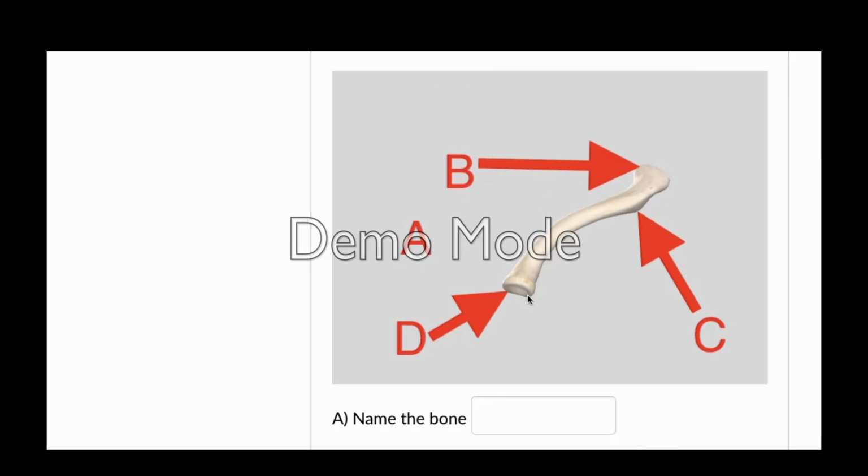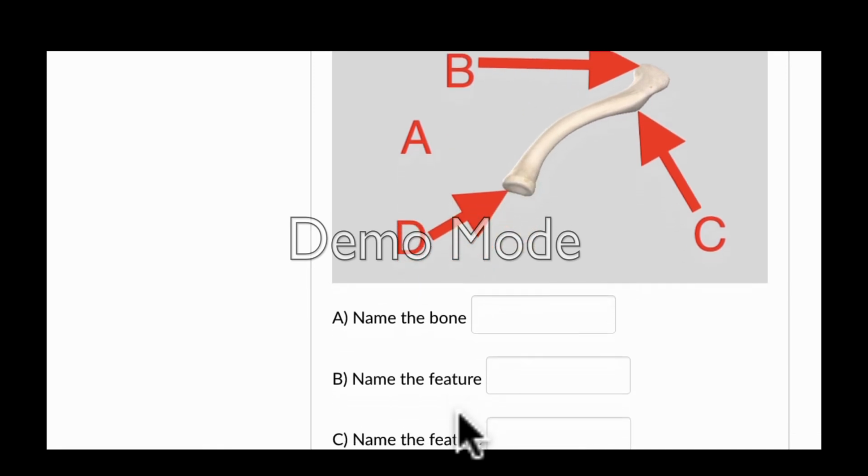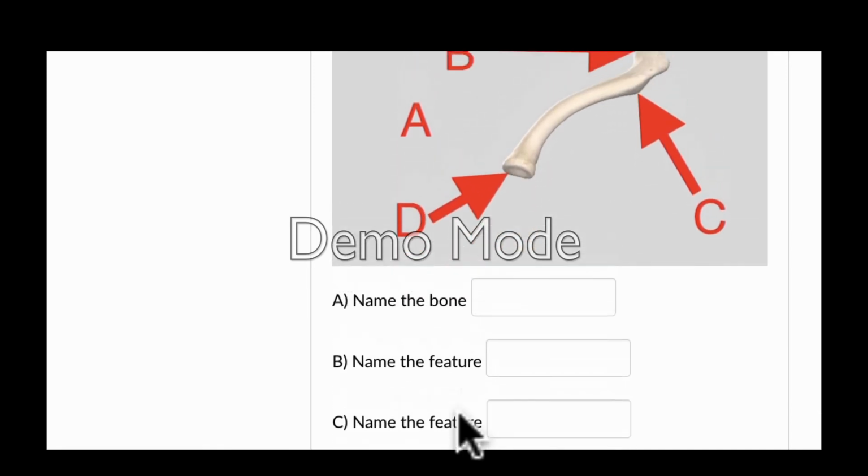Here I just want to show you an example of something that might be on the exam. So here's A, B, C, and D. A is name the bone. I would name this bone the clavicle. It is certainly the right clavicle, but this is not asking you to specify what side. B is the acromial end, C is the conoid tubercle, and D is the sternal end of the clavicle. So that's how you would answer that question.